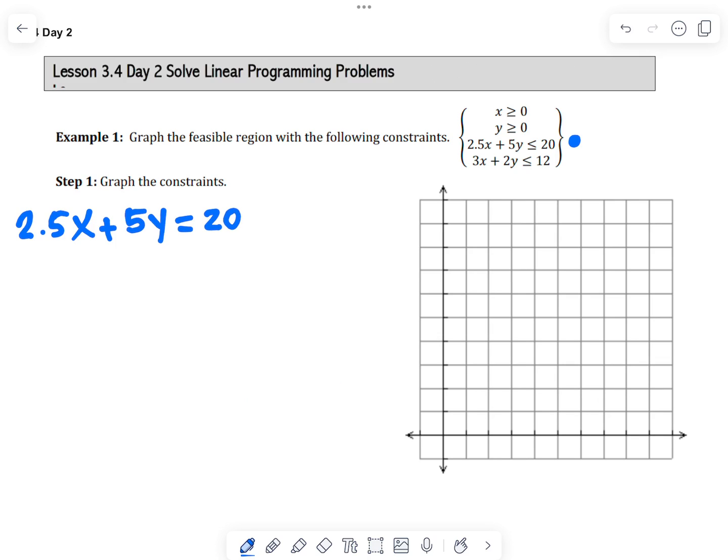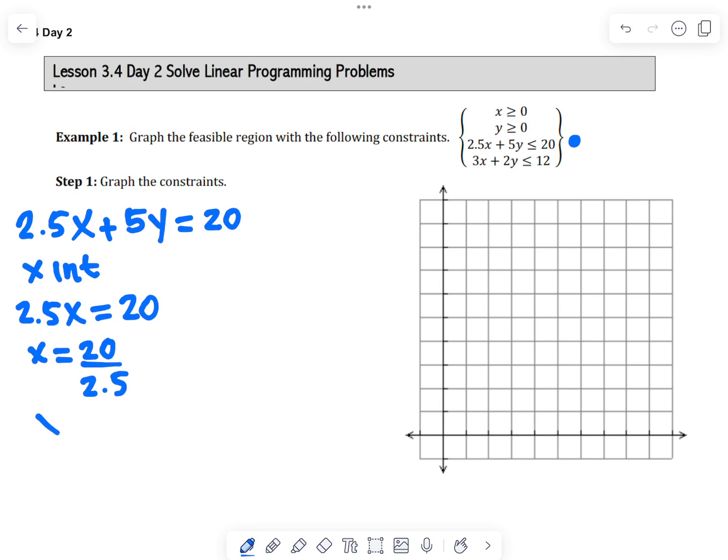And I'm going to find the x-intercept first. So I'm going to let y equal 0 and solve for x. So the y cancels out. We divide both sides by 2.5, and we get the x to be 8. So that ordered pair is over 8, up 0.